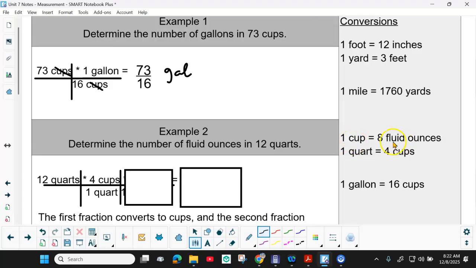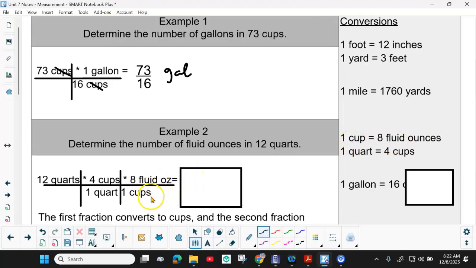Every 1 cup equals 8 fluid ounces. So I want to put cups on the bottom and fluid ounces on top. And again, there's that combined conversion where you're canceling out one label and you're left with the other label, but then we want to cancel that one out to be left with the fluid ounces. Okay, and all the numbers on the top get multiplied.